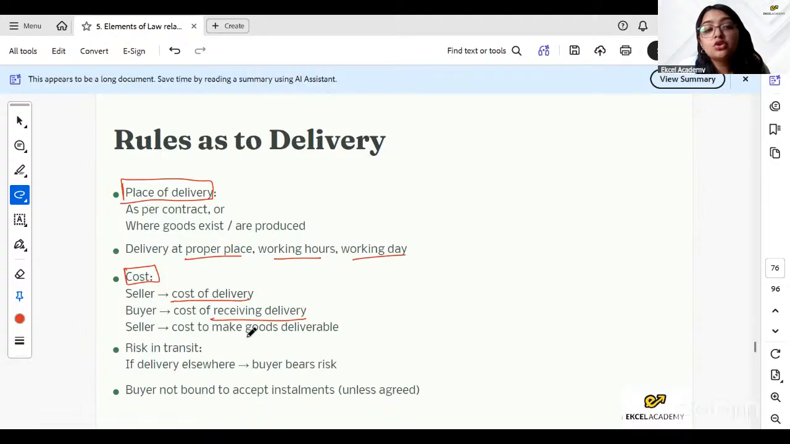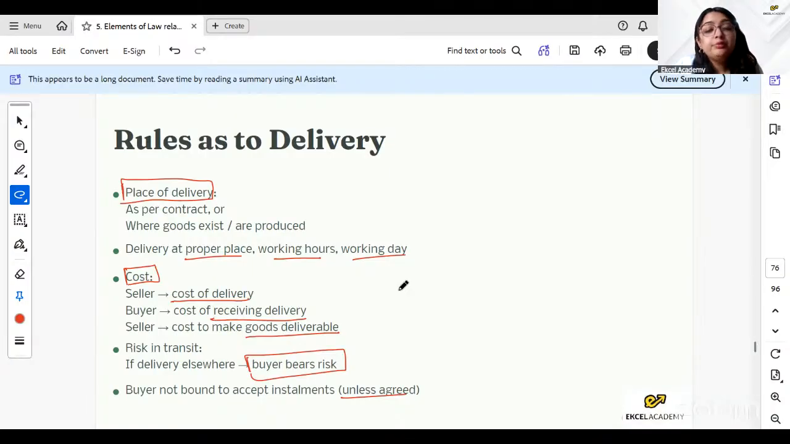Seller has to bear the cost to make the goods deliverable. It is the seller's responsibility to make sure that before the goods are actually delivered to the customer, they are in a deliverable state. Now, if delivery is elsewhere, the buyer will bear the risk. Buyer is not bound to accept installments unless agreed. So if your contract specifically says that of 10 kgs of dal, we will deliver say 2 kg each day for 5 days, it is not acceptable. But if the buyer has agreed to it, then it is completely acceptable.